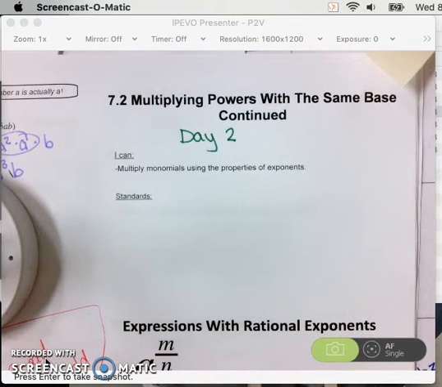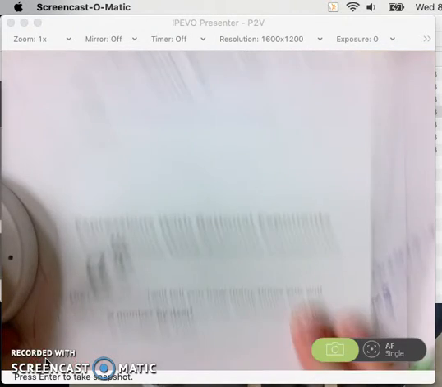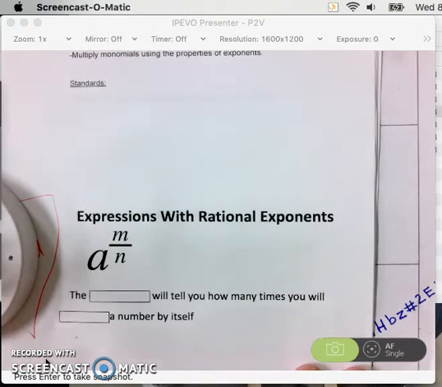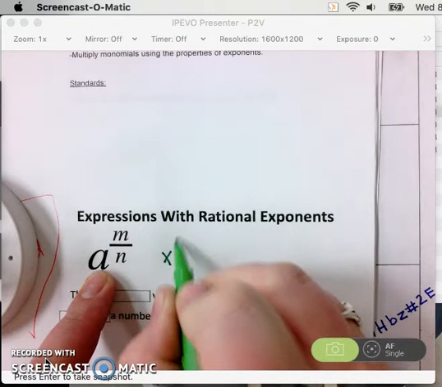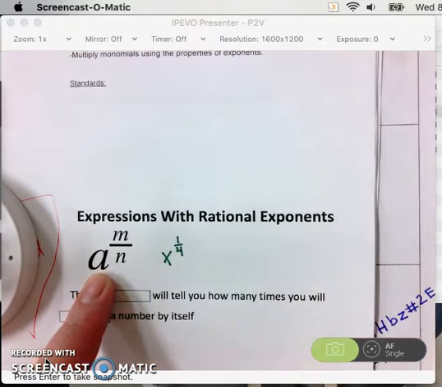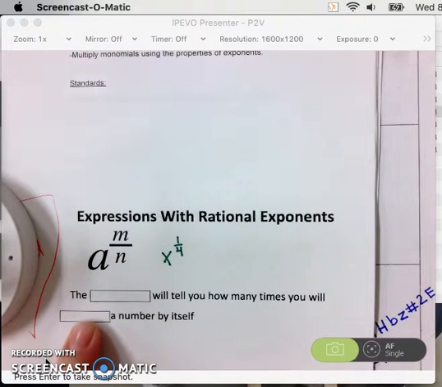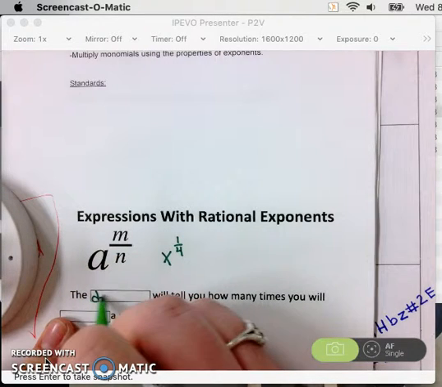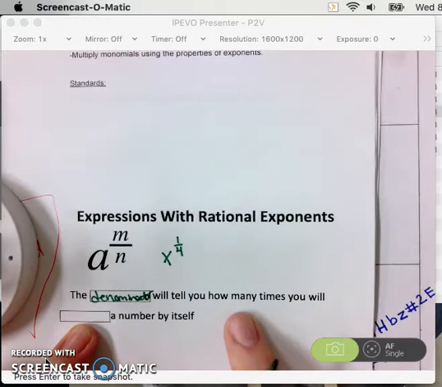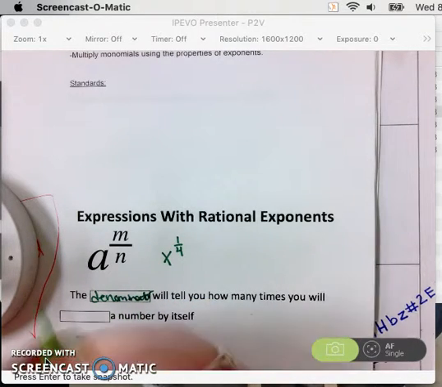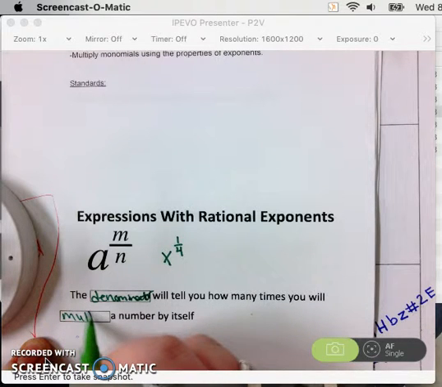So, first thing we're going to be working with is expressions with rational exponents. So now maybe an x to the 1/4 power example. So m over n, the denominator will tell you how many times you will multiply a number by itself.